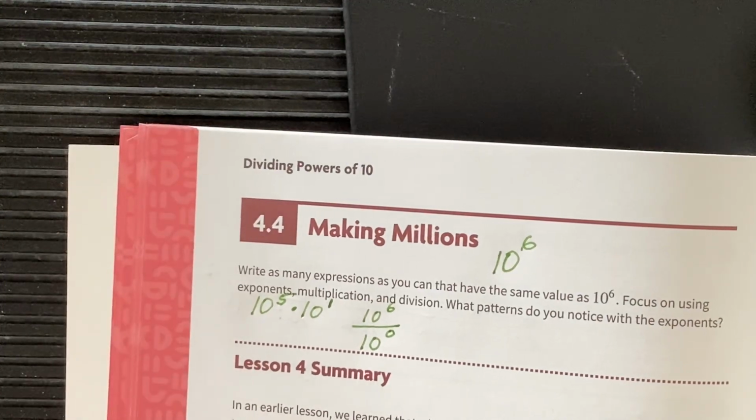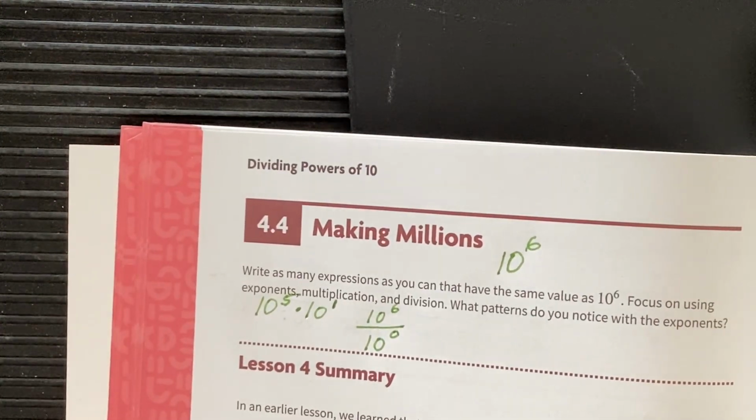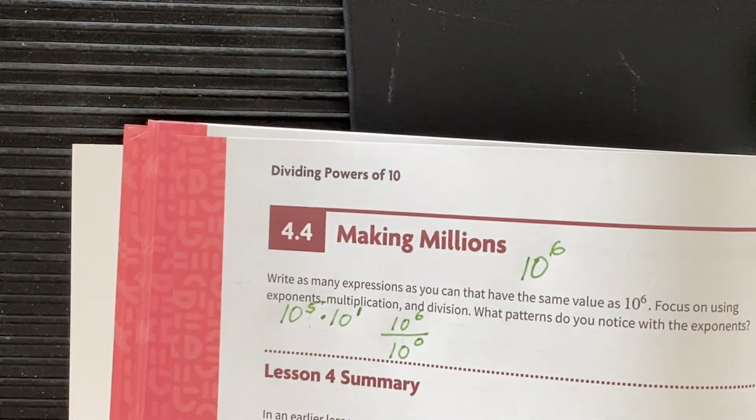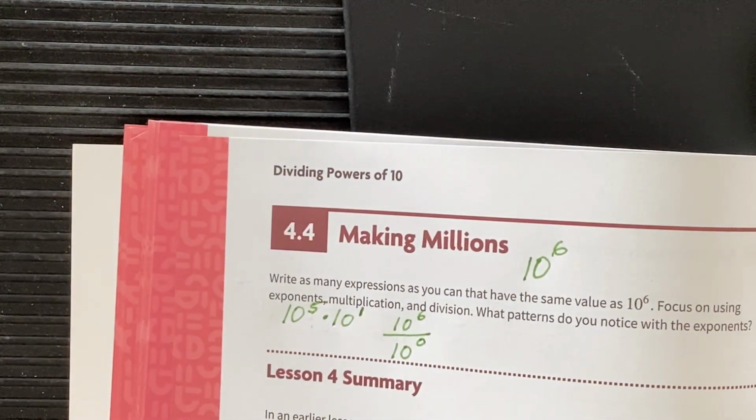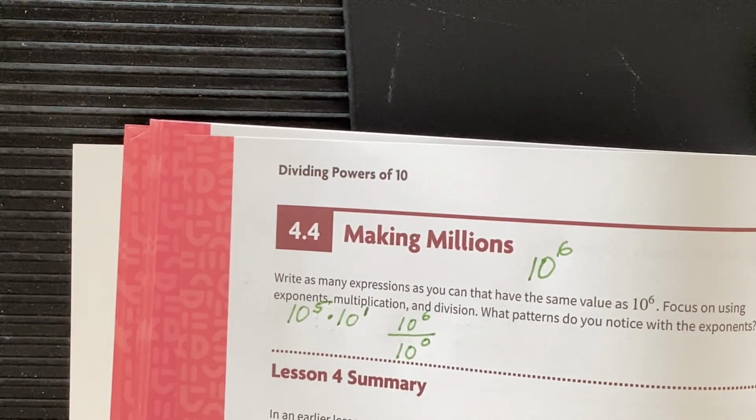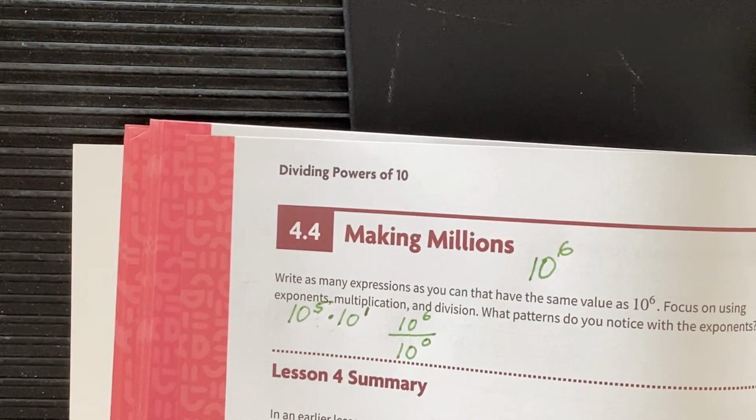Why don't you see how many you can write here in a couple minutes, where your answer will be 10 to the 6th. Use the rule of multiplying. You can use the parenthesis rule that we just did yesterday. Multiplying, dividing, you can use them all.